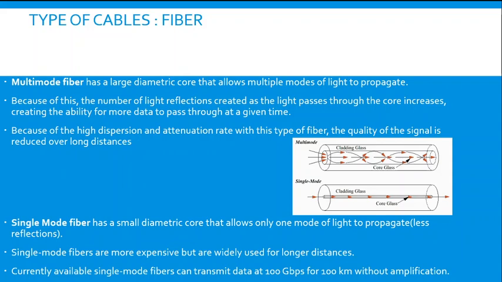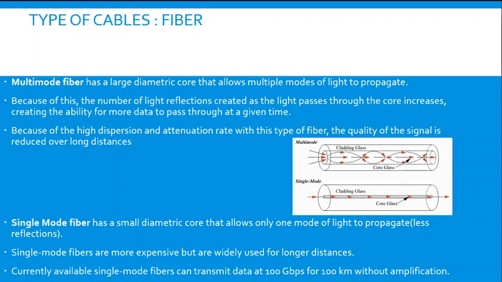Because of the high dispersion and attenuation rate with this type of fiber, the quality of the signal is reduced over long distances. With the multimode ones, you can see from the cladding glass and core glass how they interfere with each other, and they are linked, and how they send the signal to the FTTH, home to home.